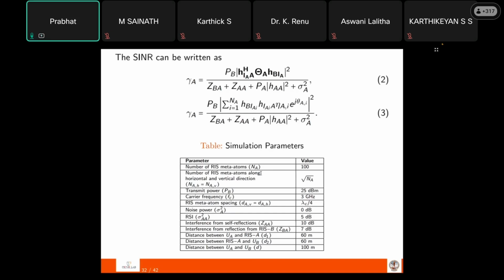So these simulation parameters that we have taken are the following. We have taken the number of elements, unless specified otherwise in a particular result, to be 100, and then transmit power we have taken as 25 dBm. The carrier frequency was 3 gigahertz, and the RIS meta-atom spacing, unless specifically mentioned in a figure, is lambda by 4, and noise power is 0 dB, and the average self interference power is 5 dB.